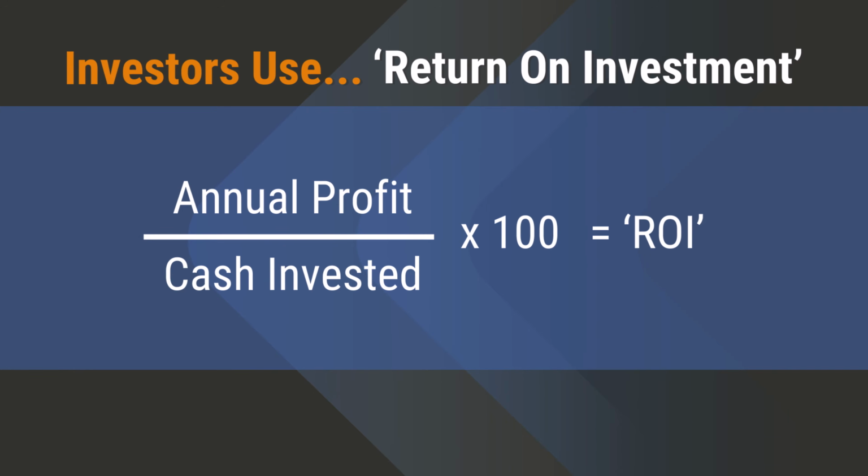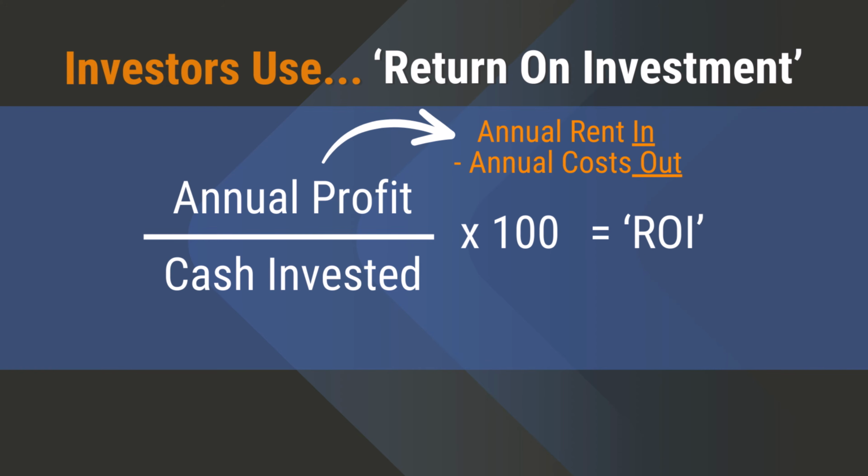Let's start off with the annual profit. Well, what does that look like? Or rather, what's it made up of? It's made up of the annual rent that's coming in, taking away then the annual costs that are going out each year. And so with the annual rent that's coming in, is there actually anything specific that we can do to vary that? Well, the answer is absolutely yes, there is.